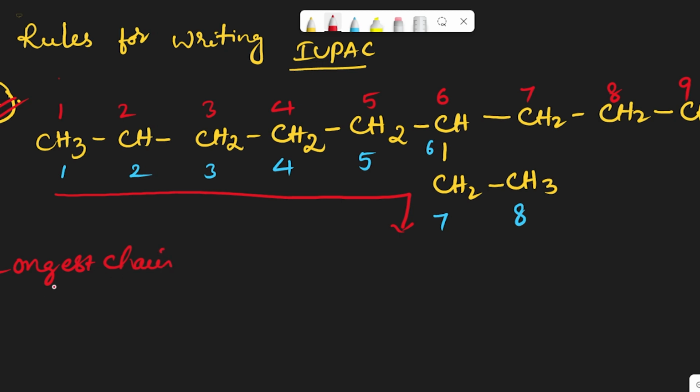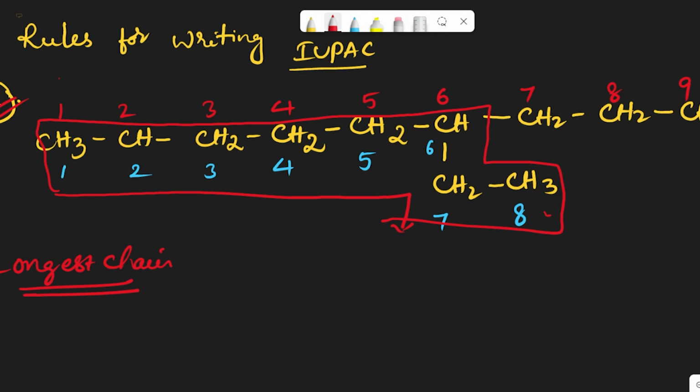See, the longest chain is how the molecule is identified. Here there is also a chain: 1, 2, 3, 4, 5, 6. So this is also one chain like this. But in this chain, only 8 carbon atoms are there. So in this case, this is the longest chain because it contains 9 carbon atoms. Is it okay? This is the second rule. In the molecule, the longest carbon chain is identified as the parent chain. So this is the correct way. This is the second rule.